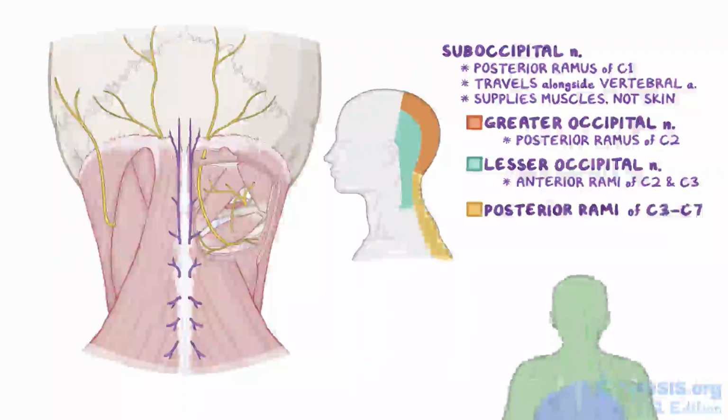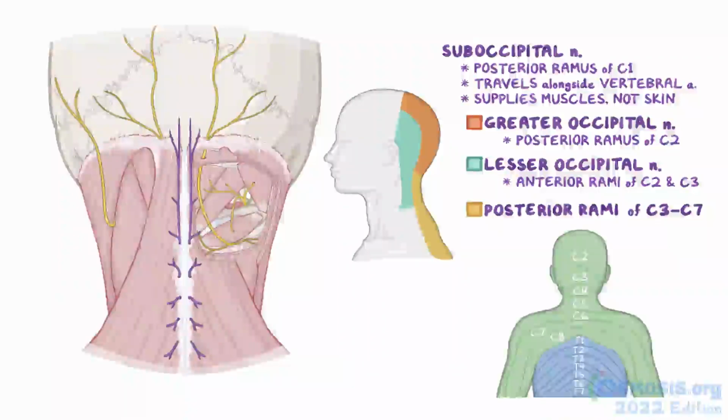Of course, the skin of the rest of the back is innervated segmentally by the posterior rami of the thoracic and lumbar spinal nerves.